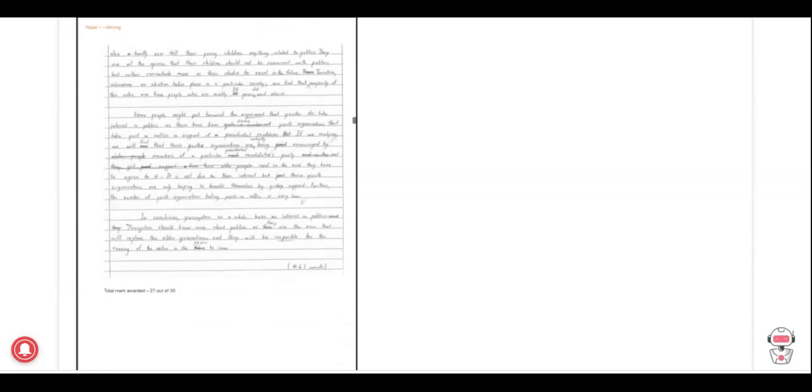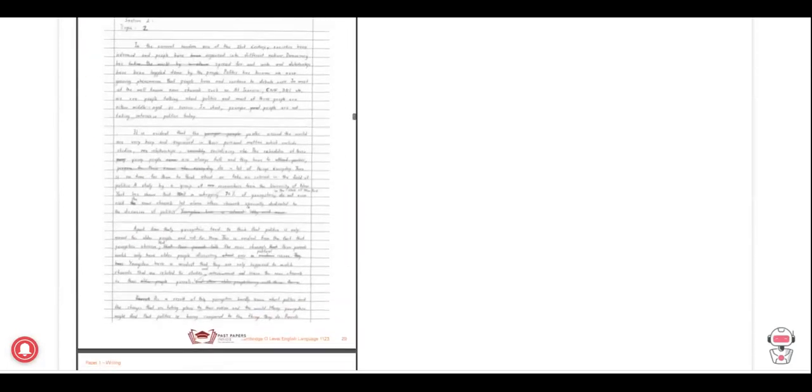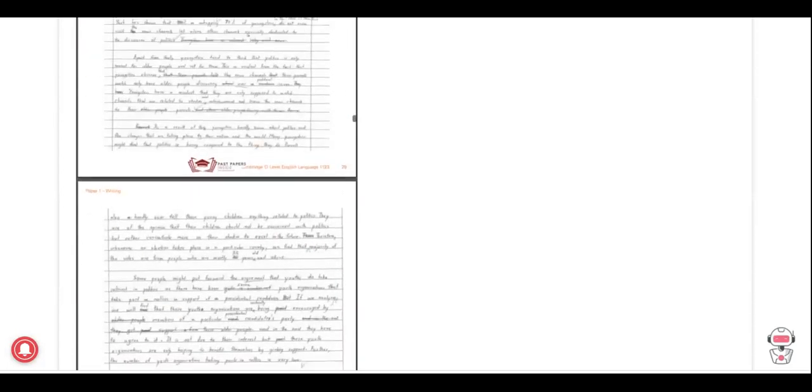Now he's talking about the third one. He's actually divided them even further, but generally there has to be just five paragraphs. As a result of the youngsters hardly knowing about politics and the changes that are taking place in nations around the world, many youngsters might find politics boring compared to the, again he's giving us more four pointers.